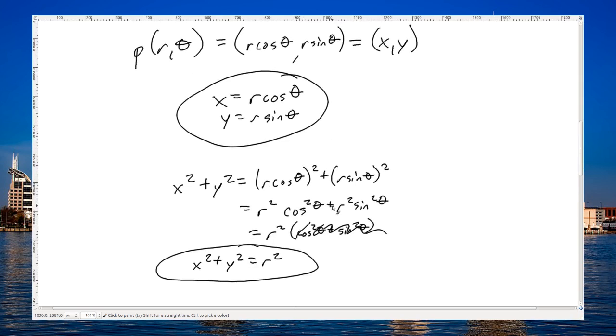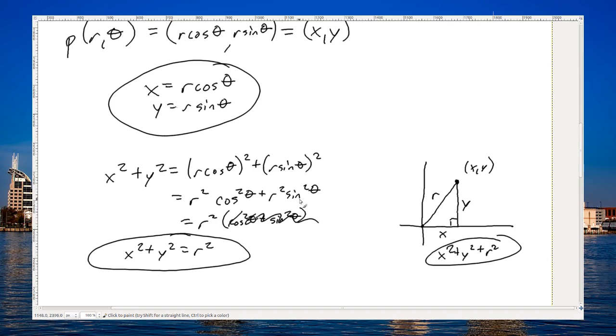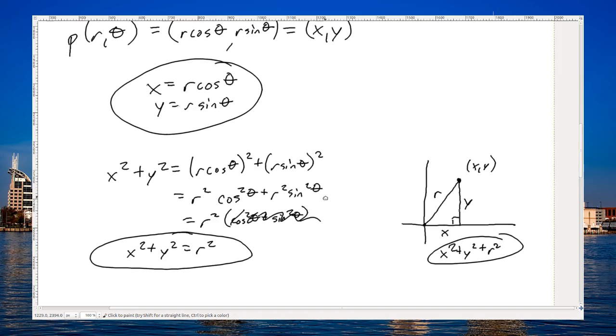And that's just from the definition up here, but you can also draw a picture that'll convince yourself of this. If you take any old point x comma y right here and draw your right triangle, then that would be x, and that would be y, and that would be r, the distance from the origin out to the point. And of course, it's obvious if you look at the triangle that x squared plus y squared is equal to r squared. So that's another way to remember that.